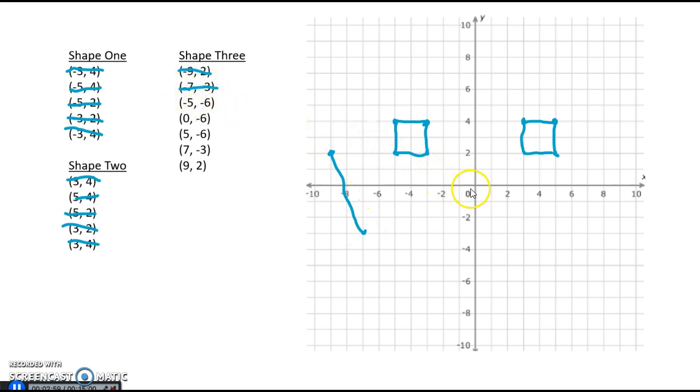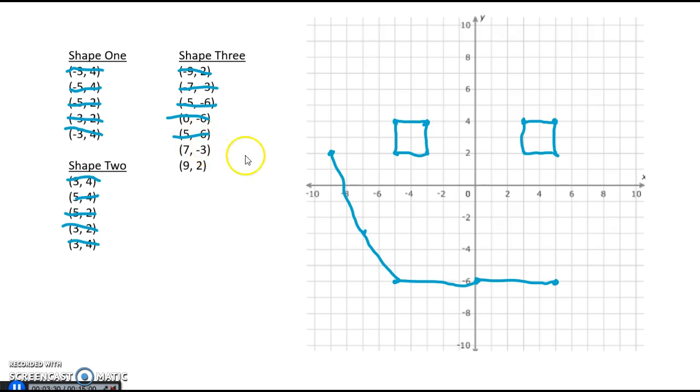And then I'm at -5, -6. Okay, connect these dots. And then it's 0, -6. So remember, 0 tells me I'm going left or right, none, but I am going down 6. Okay, connect these dots. My next one is at 5, -6, so to the right 5, down 6.